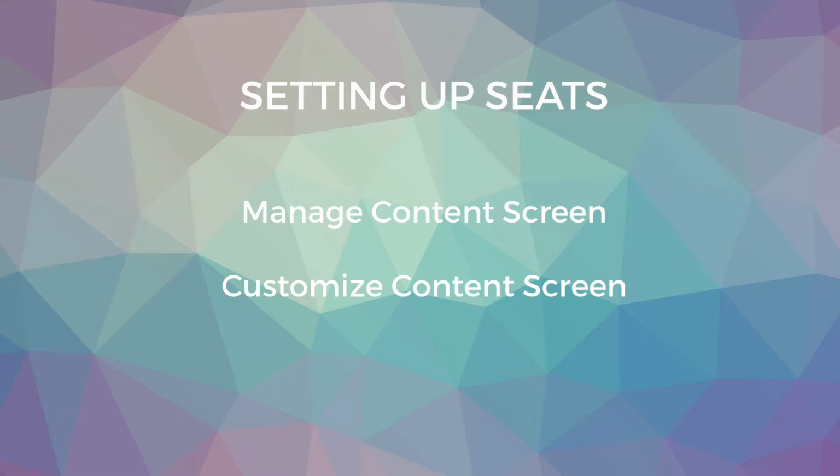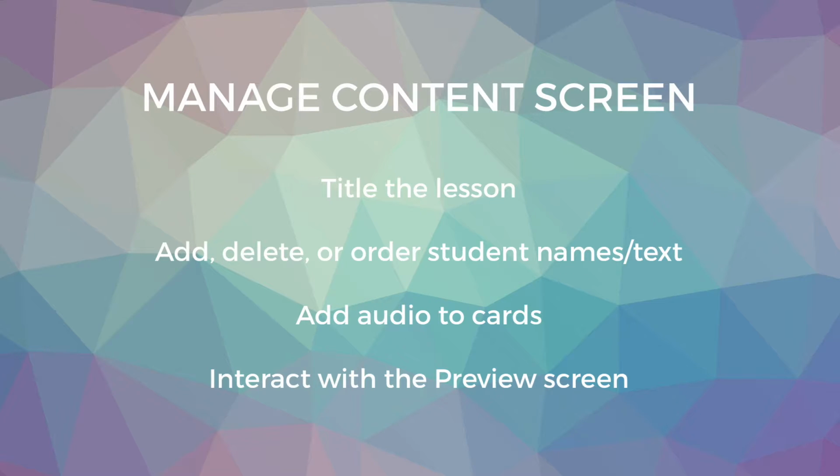The Manage Content and Customize Content screens are used for configuring settings in the Seats app. In the Manage Content screen, you can title a lesson, add, delete, or order student names or text, add audio to cards, and interact with the preview screen.